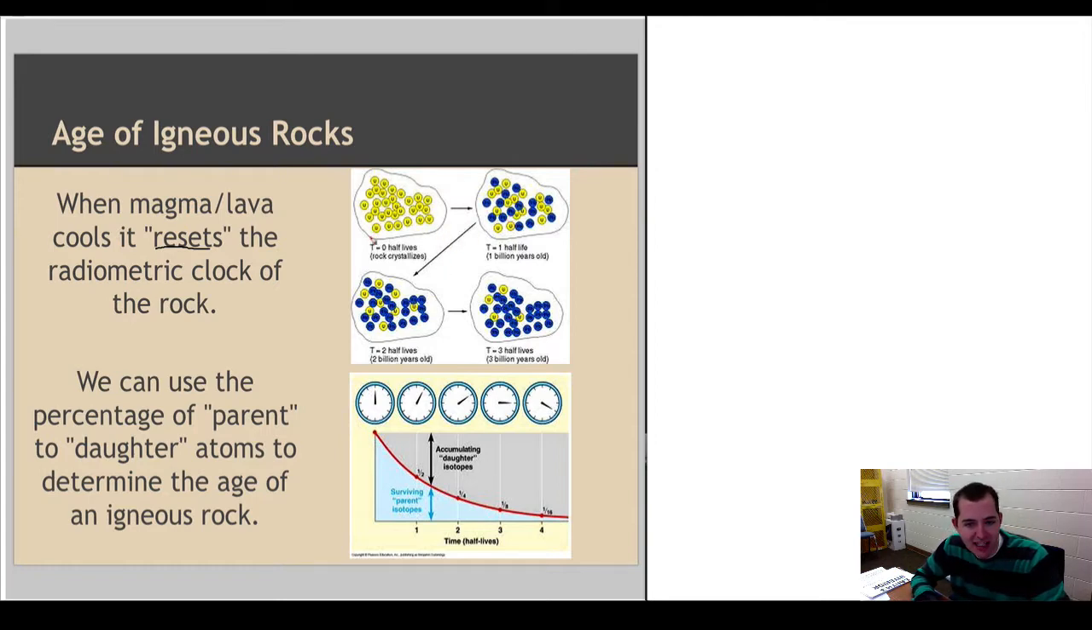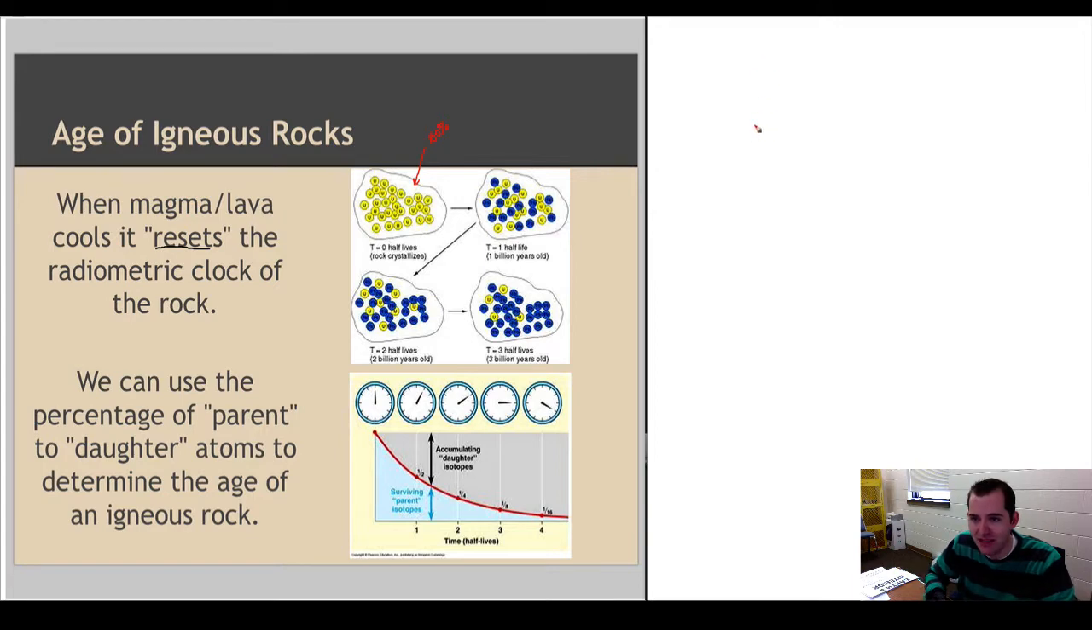At the beginning, right as the rock crystallizes or cools off from magma or lava, it has 100% of a radioactive material. Okay, so the rock is not entirely made up of radioactive material, but it does have some atoms in it that are radioactive. One example, and the example that's here, is uranium. There are many other examples that you'll gain experience with throughout this unit, but at the moment that it cools, all of the radioactive elements are what we call a parent element. So we use percentages of parents to daughter atoms to determine the age of the rock.